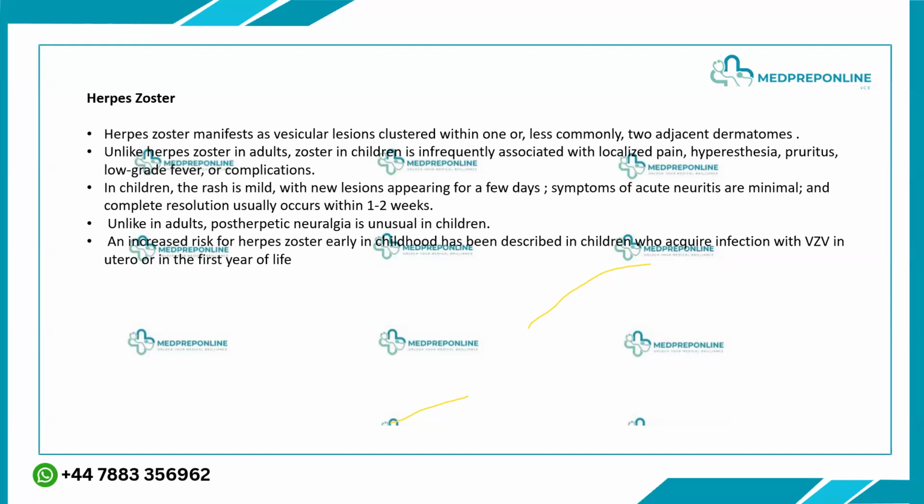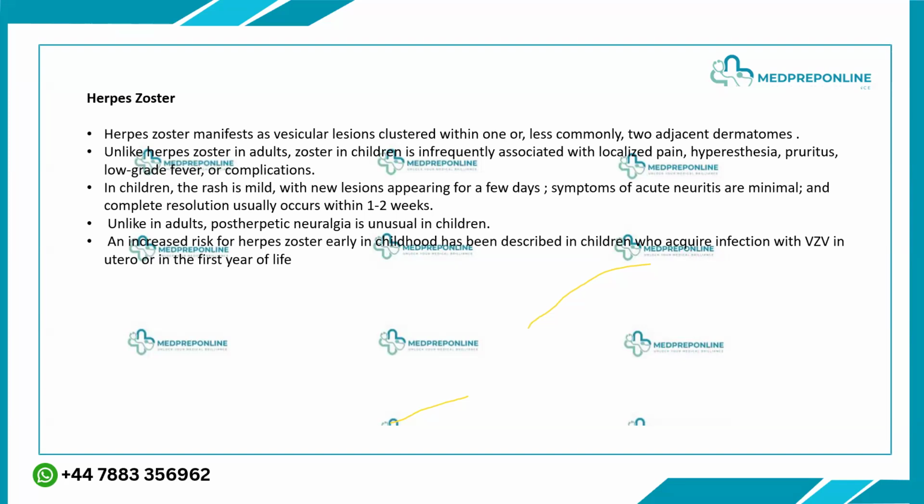Unlike herpes zoster in adults, अब herpes zoster in adults के कुछ different features होते हैं, लेकिन बच्चों में usually ये localized pain, hyperesthesia, pruritus, low grade fever और complications के साथ ज्यादा associated नहीं होता है. Adults में herpes के साथ localized pain बहुत ज्यादा होती है. In children, the rash is mild with new lesions appearing for a few days. Symptoms of acute neuritis are minimal and complete resolution usually occurs within 1 to 2 weeks.